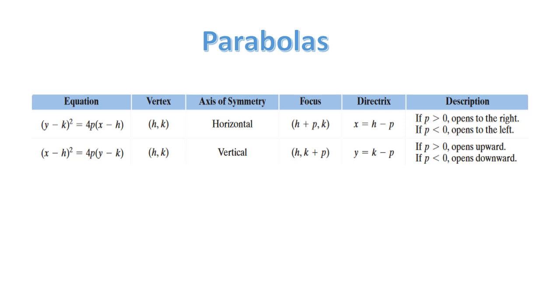Now, if the vertex is not the origin, we have the following formulas. Keep in mind, if p is positive, it opens to the right. If p is negative, it opens to the left for the first equation. If p is positive, it opens upward, or if it's negative, it opens downward for the second equation.